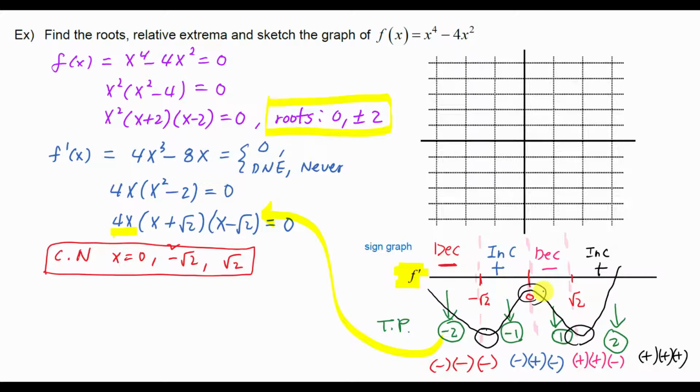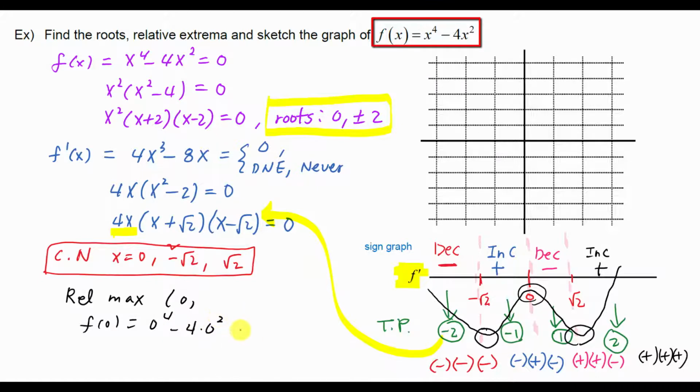So let's find the relative max. Relative max is happening at 0. And what is f of 0? That is 0 to the 4th, you gotta plug it into the original function, minus 4 times 0 squared, which is 0. So your relative maximum is 0.